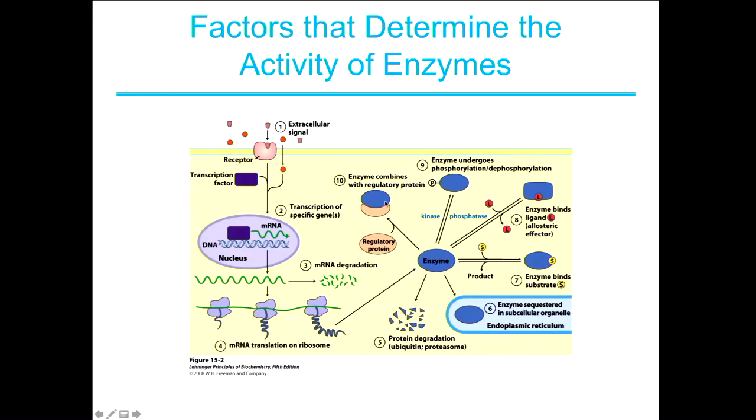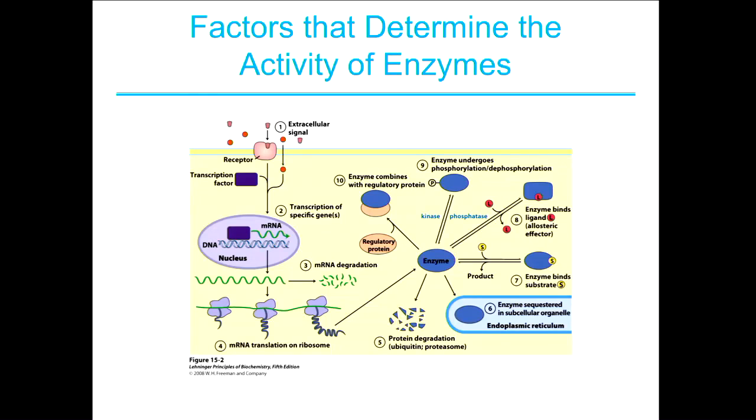There's combination with a regulatory protein, we had that nice diagram. Or where's our inhibitor? Oh, they don't show the inhibitor on here. But there's an allosteric effector, a ligand somewhere other than the active site. Or again, just having enough substrate around for the reaction to go. All these things can affect how fast the enzyme is going to go. We can also think about just how much enzyme is there. So you have enzyme in your cells, and you can take substrate and make product.